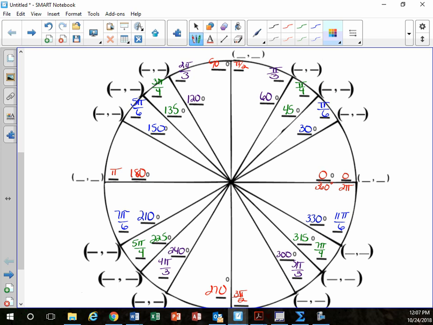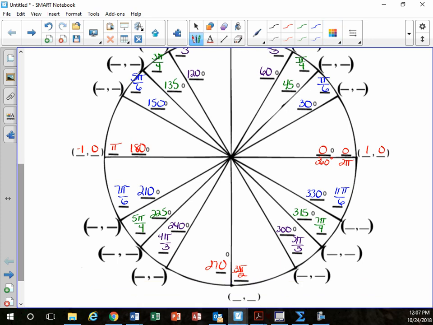All right, it's a unit circle. That means my radius is 1 unit long. So what would the ordered pair of that point right there be? 1, 0. What about up at the top? Over to the left, negative 1, 0. Good, and at the bottom? 0, negative 1. Okay.